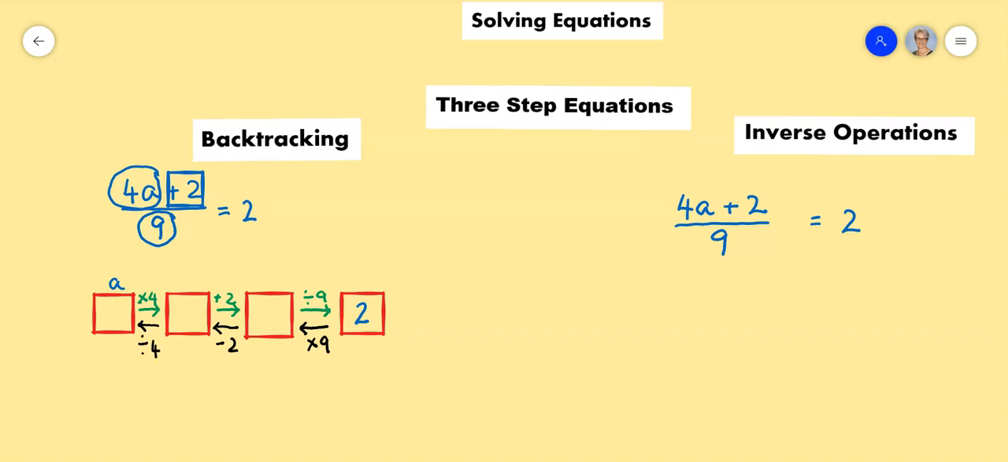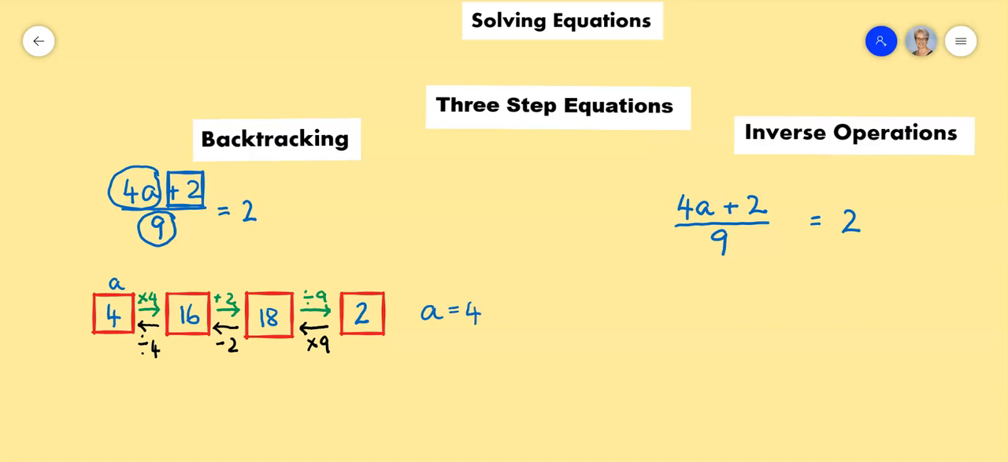So performing those operations in that order, we're going to say 2 times 9 gives me 18. 18 minus 2 gives me 16. 16 divided by 4 gives me 4. So therefore, a will equal 4.